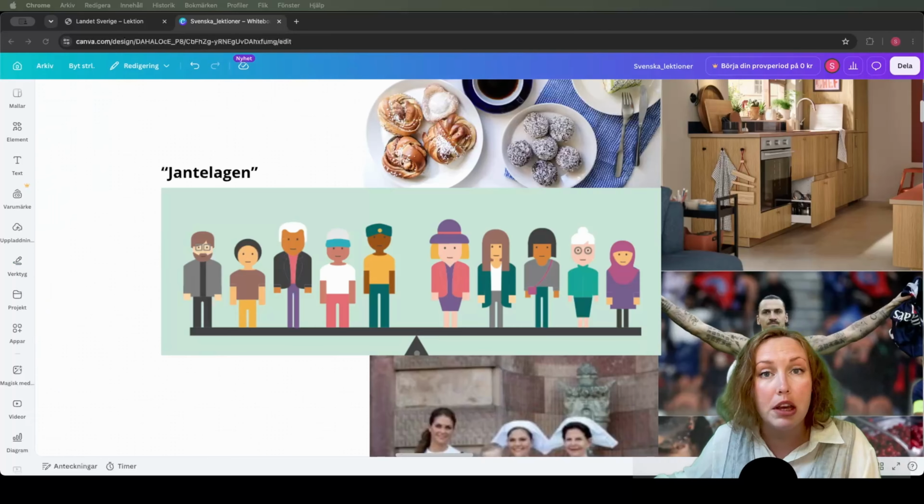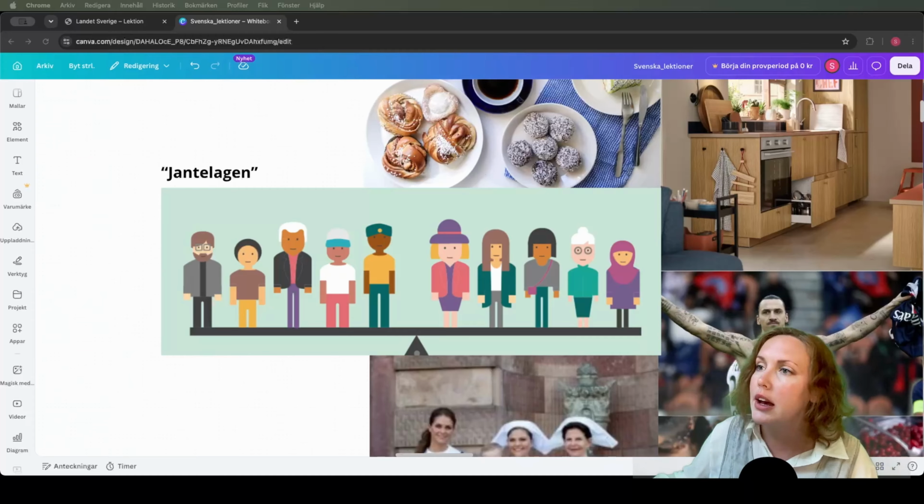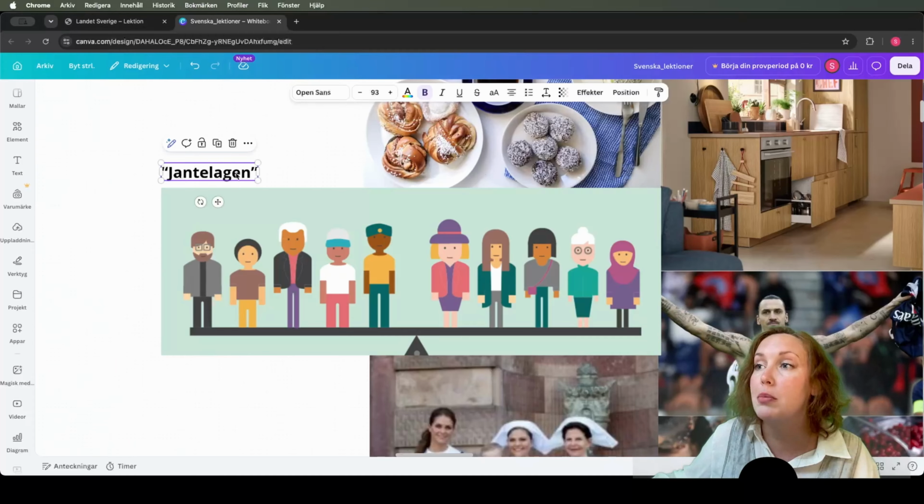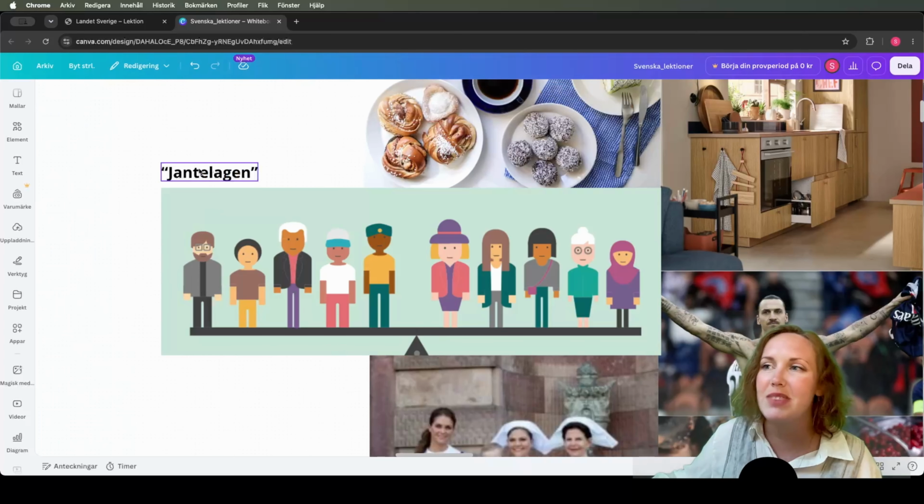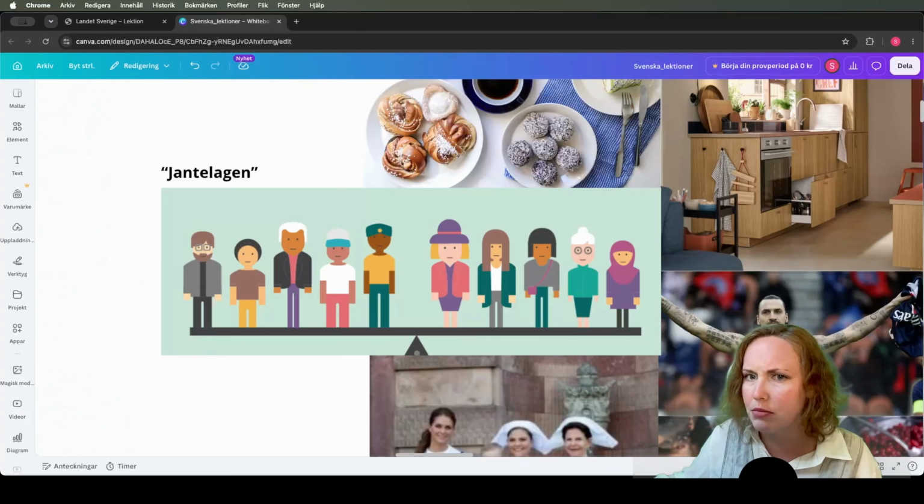There might also be some cons or backsides to these ideas or this culture. As you can see, I posted another term here called jantelagen. Lag or lagen means the law, which is a little bit misrepresenting because it's not actually a law, it's more of a norm or a custom.